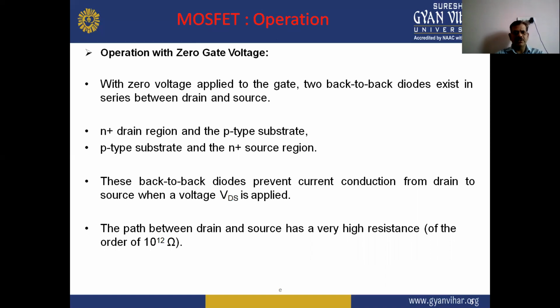Next one is the MOSFET operation. Operation with zero gate voltage. With zero voltage applied to the gate of the MOSFET, two back-to-back diodes exist in series between drain and source: the N plus drain region and P-type substrate, and the P-type substrate and N plus source region. These back-to-back diodes prevent current conduction from drain to source, and when a voltage VDS is applied, the path between drain and source has a very high resistance, of the order of 10 to the power 12 ohm.